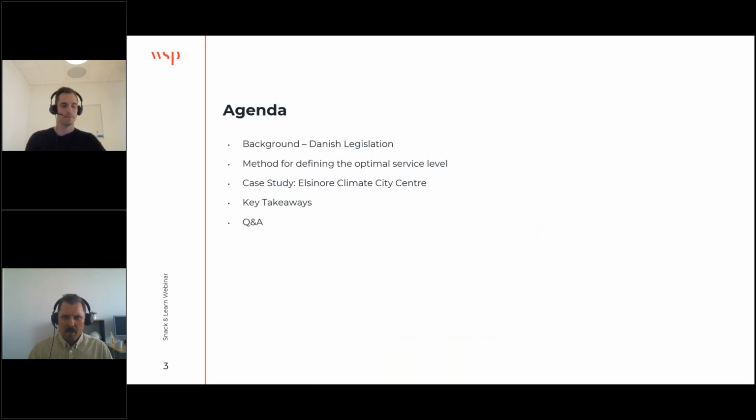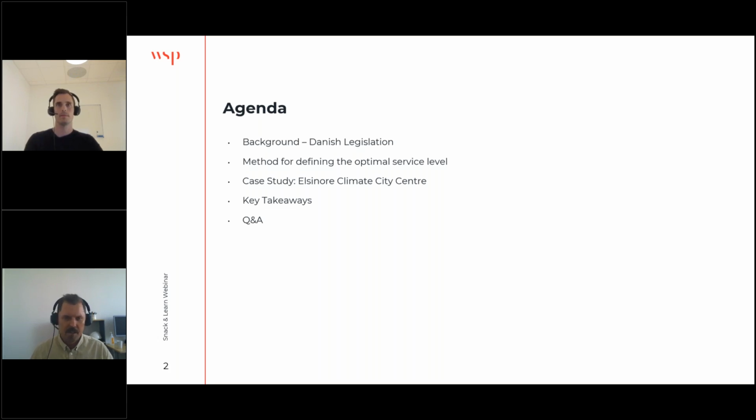So a little bit about the agenda for today. First, we will give you a background with the Danish legislation and the method for defining the optimal service level. That will be presented by me. Then Jens will take over with a case study from the Helsingør city center, and we will wrap it up with some key takeaways before we have a Q&A session at the end of the day.